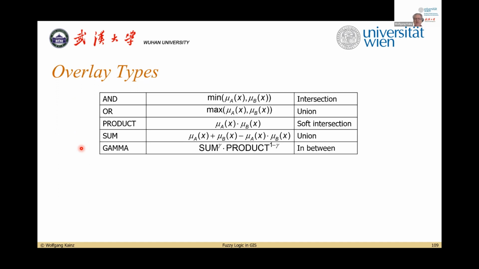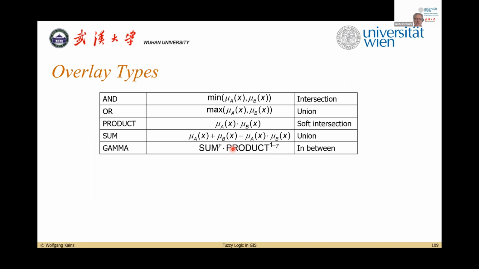I don't have an example here, but just assume you take gamma to be 1. Then you have the sum operator, because sum to the power of 1 times product to the power of 1 minus 1, which is 0, equals 1 here. So you have the sum operator. And if you have gamma as 0, then sum to the power of 0 is equal to 1 times the product operator. So with this gamma value, you can achieve basically anything between the union using the sum operator and the intersection using the product operator.